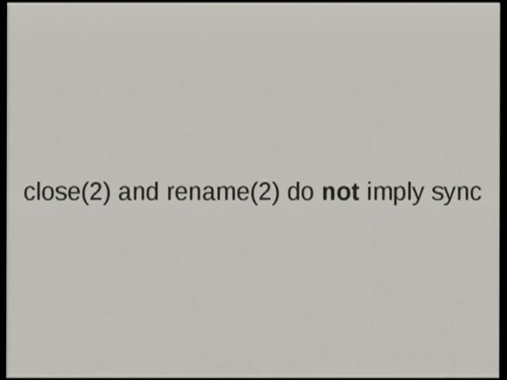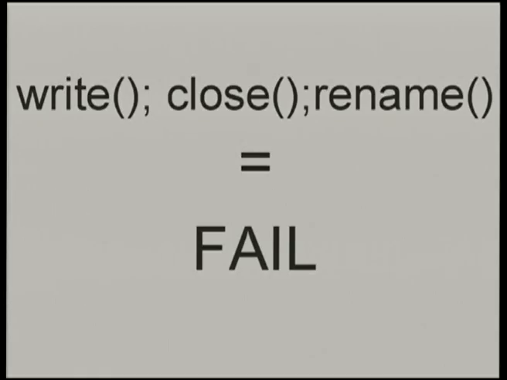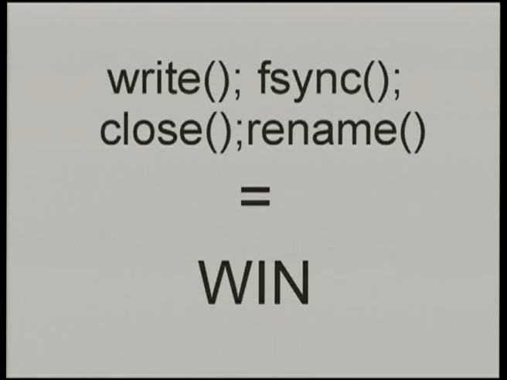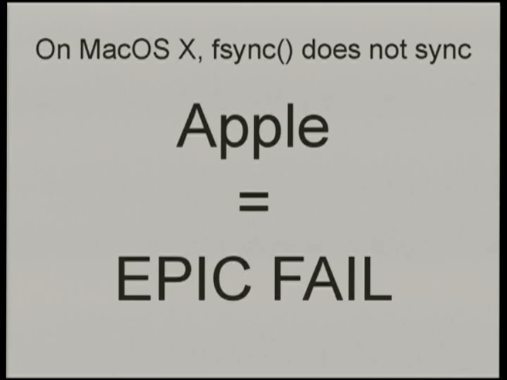Another thing you should always be aware of: close and rename do not imply sync. If you believe that, you believe a lie. So write, close, rename is fail, you're going to eat data. Write, fsync, close, rename is much more win. The other thing, of course, to remember is Apple hates you, and Mac OS X is a piece of junk that does not have fsync work. I'm sorry, the only reason to use that is because you hate your data and want it to go away.